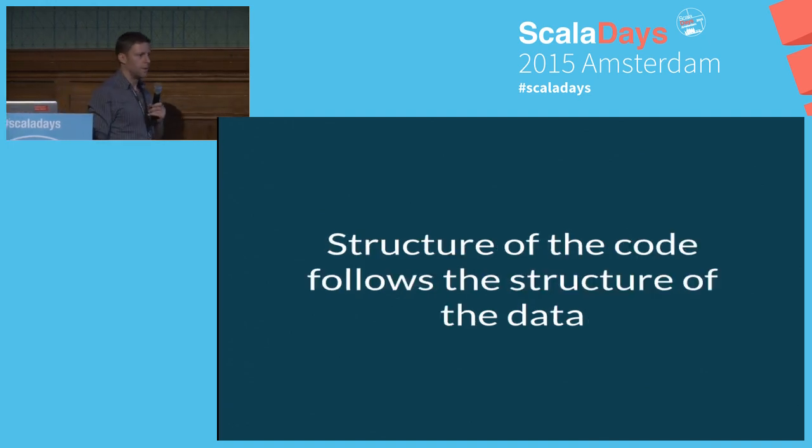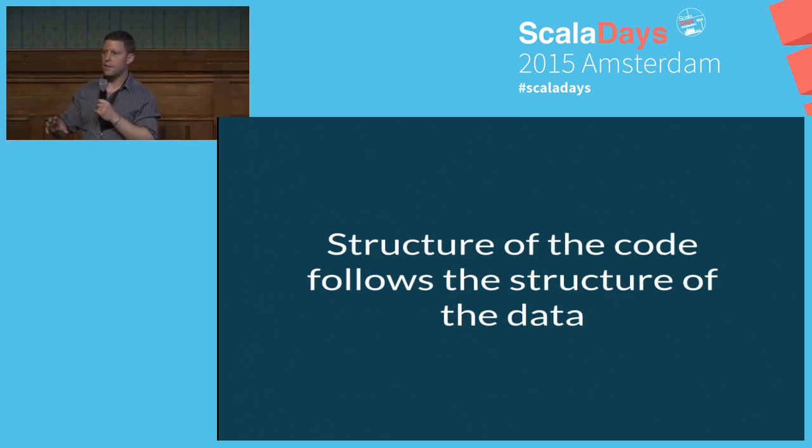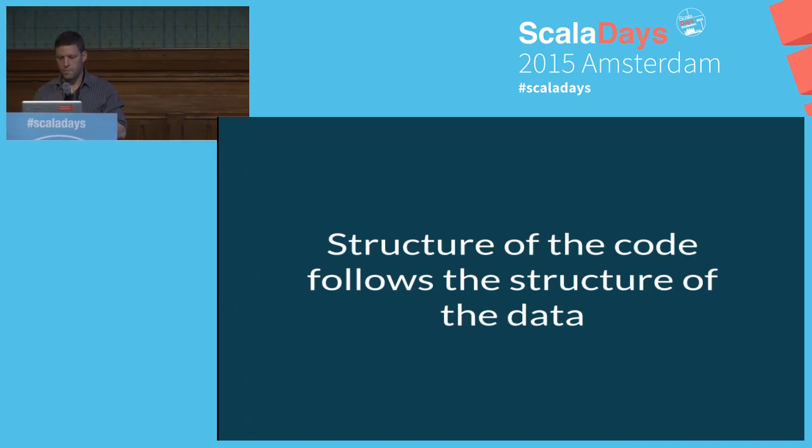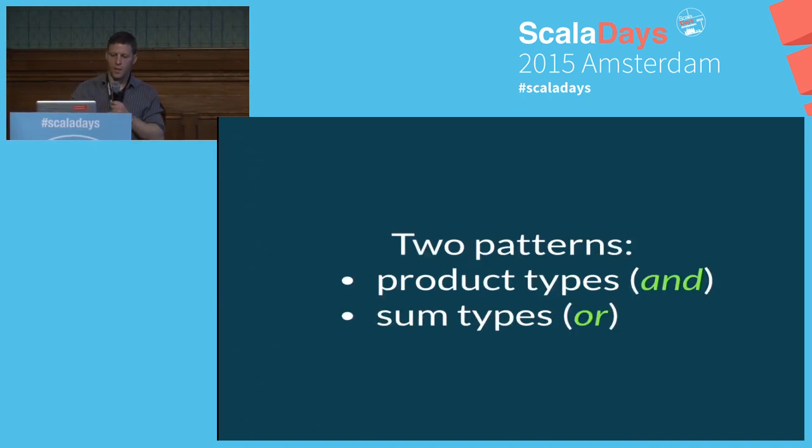Now, onto the key idea behind algebraic data types. And the idea here is, once you have this model in your head that we saw using logical ORs and ANDs, the structure of the code follows automatically. And the structure of the code follows the structure of the data in a keyboard cat-like style. So let me give you examples. So there are two patterns here because we had two things. We have the logical AND and the logical OR.